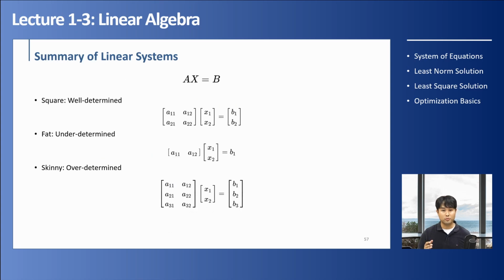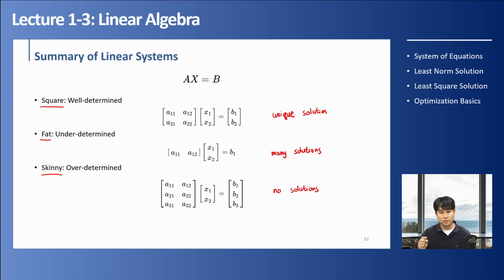In conclusion, we've looked at three major types of linear systems, in which the first case was square or well-determined, underdetermined where we had a fat matrix, and finally overdetermined where we had a skinny or tall matrix. And again, in the well-determined case we had a unique solution, and for the underdetermined case we had many solutions, and finally for the overdetermined case we had no possible solutions.